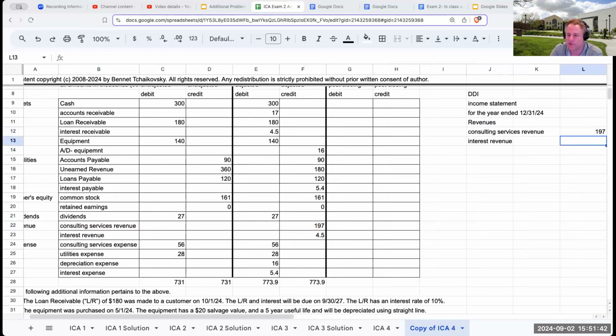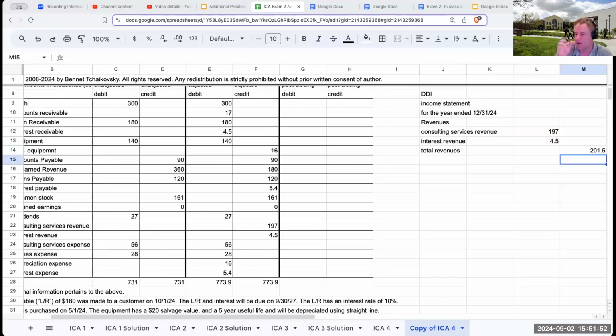Revenues: here, because I've set this up correctly, or the best I can, consulting services revenue and interest revenue. My consulting services revenue was 197. My interest revenue was 4,500. So my total revenues are going to be 201.5. When you see me indent, you don't have to do that on a financial statement. The only reason I'm doing it is so that you know that I'm adding up numbers.